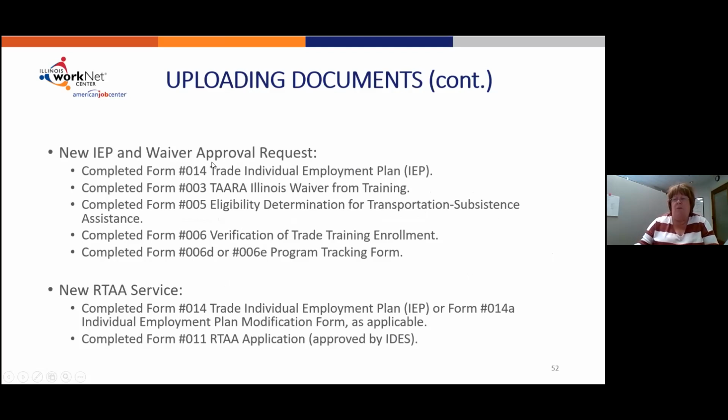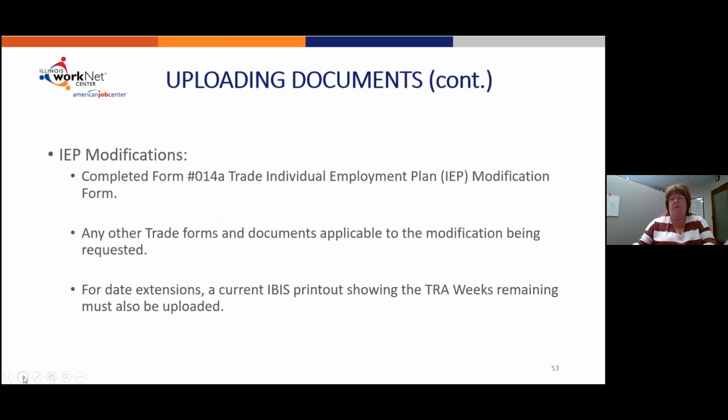For an IEP and waiver approval request, these are the forms that you would need to be uploaded. Again, they can be one document or they can be separate documents. For an RTAA or an ATAA service, these are the 2 forms you would need. Usually we see these separated, in most cases, but we will accept them as one document or not. And if you have IEP modifications, then one of the documents you would need to upload would be the Form 14A. That's the individual employment plan modification form.